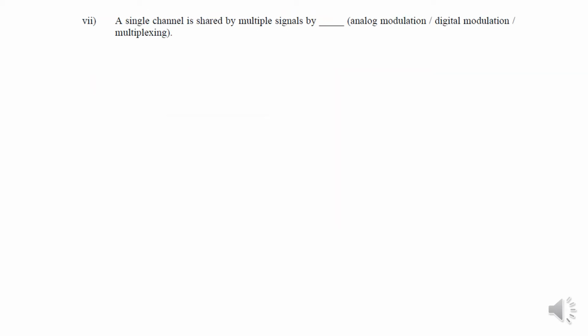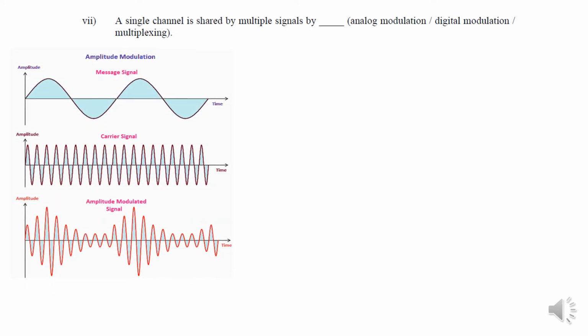Now, a single channel is shared by multiple signals by dash. So a single channel is shared by multiple signals. Then is this analog modulation, digital modulation, or multiplexing? Before answering this question directly, I will try to discuss what is analog modulation, what is digital modulation, and what is multiplexing, and then I hope you will be able to answer this without my help. So let's see what is analog modulation.